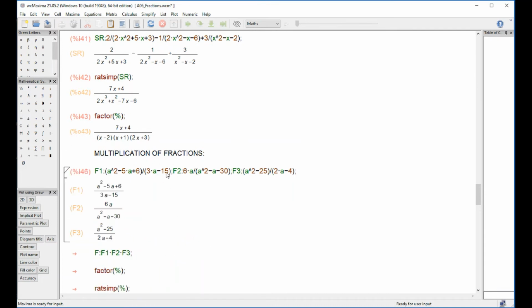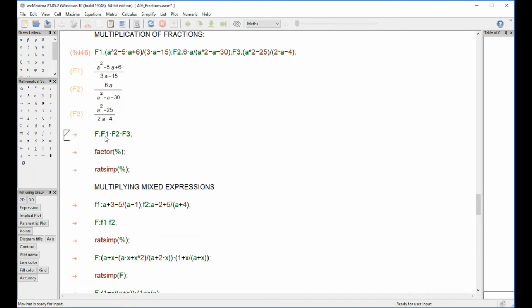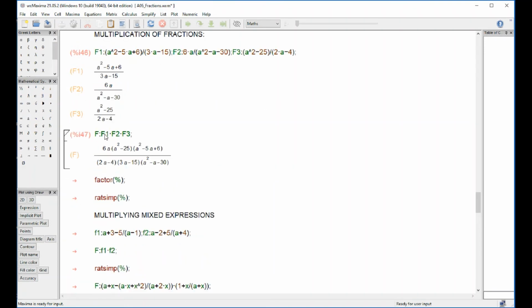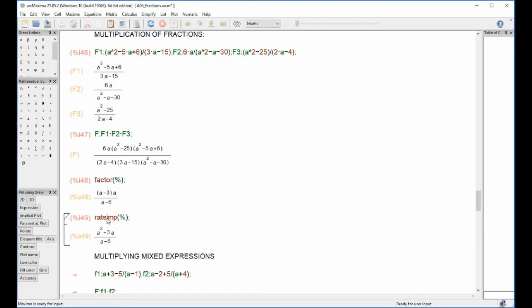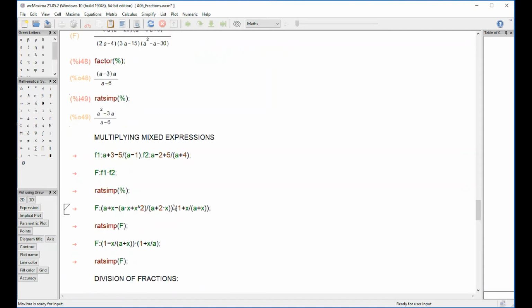Okay, so other ways to present your results. Multiplication of fractions, sorry. We have these fractions f1, f2, f3. We're going to multiply f1, f2 times f3. It doesn't do the expansion. Let's try factoring them, and it simplifies a lot. A rational simplification will actually expand the multiplication.